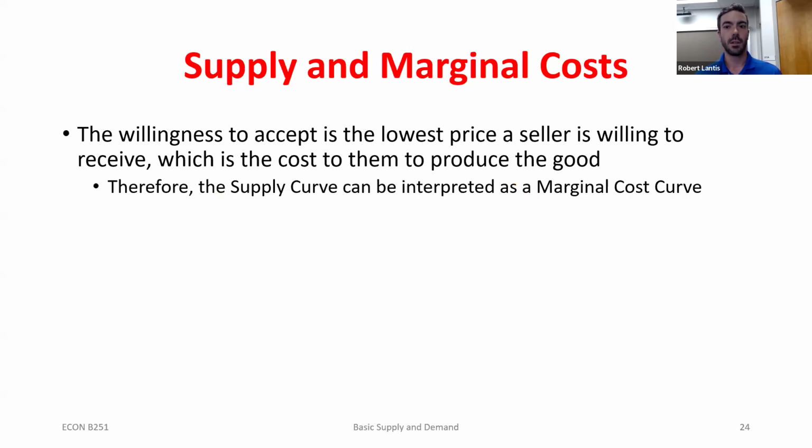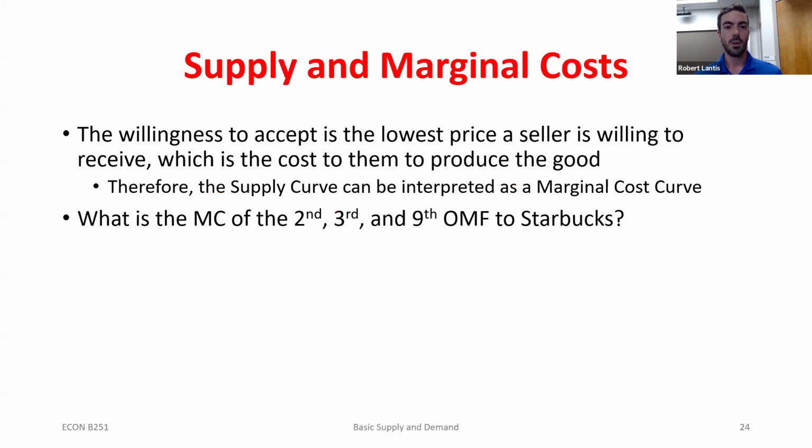So we can think about it here, right? What would be the marginal cost of the second, third, ninth orange mocha frappuccino for Starbucks? It's really just the price.